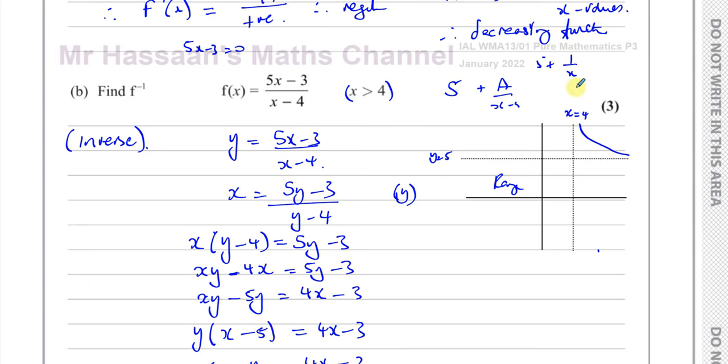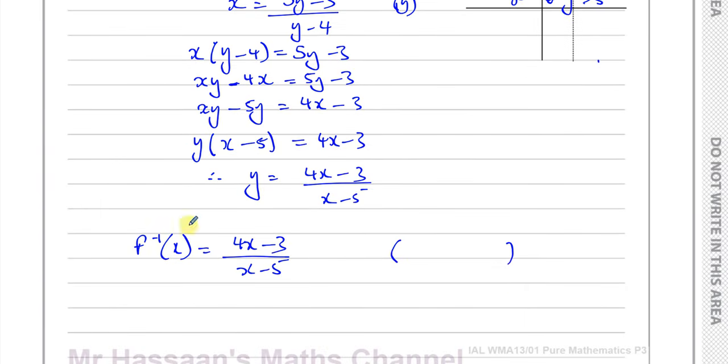Now this is going to go up forever. This is 5 here. So the range is y greater than 5. It will never touch 5, but it's always going to be above 5, and it's going to go up to infinity. So y greater than 5 is the range of this function, which means, therefore, the domain of this function is x greater than 5.